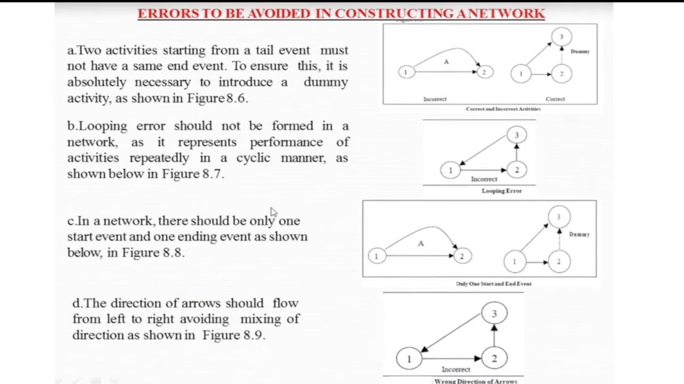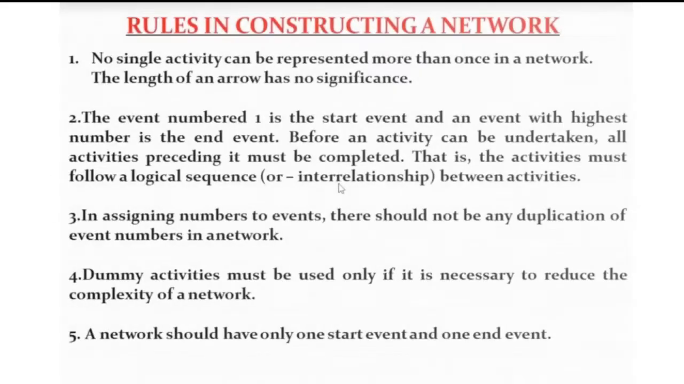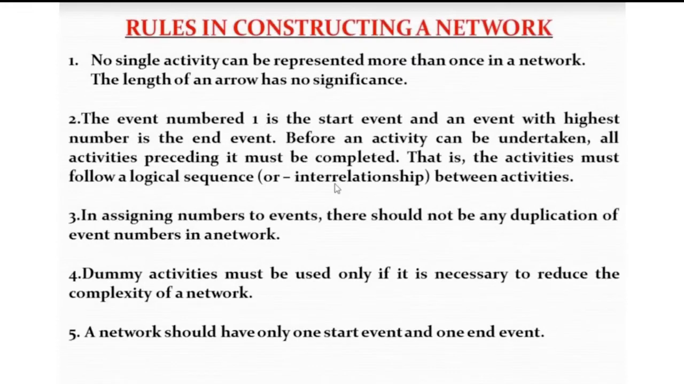Okay, and take note of the rules in constructing a network. Number 1, no single activity can be represented more than once in a network. And always remember that the length of an arrow has no significance. It just gives us the direction. Number 2, the event numbered 1 is the start, and the event with the highest number is the end. So before an activity can be undertaken, all activities preceding it must be completed.